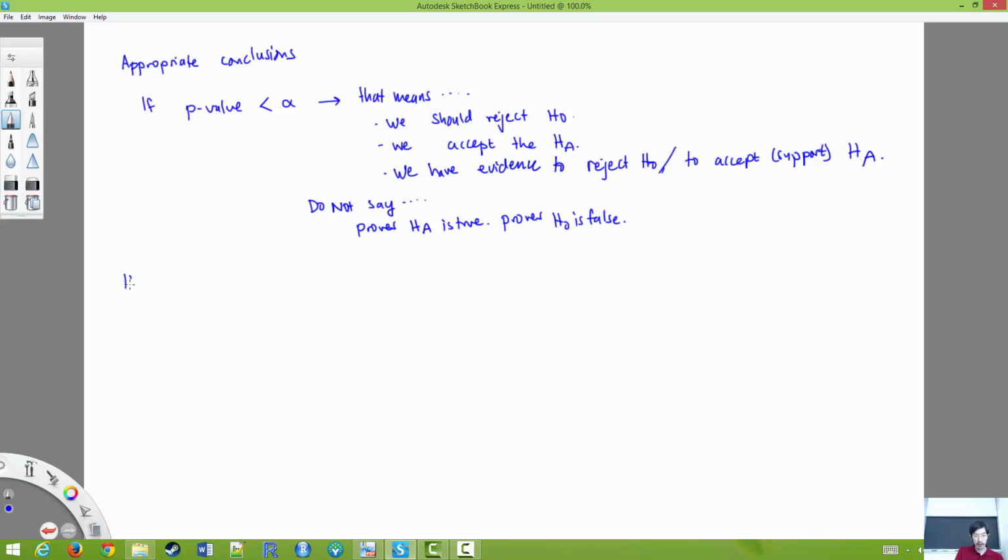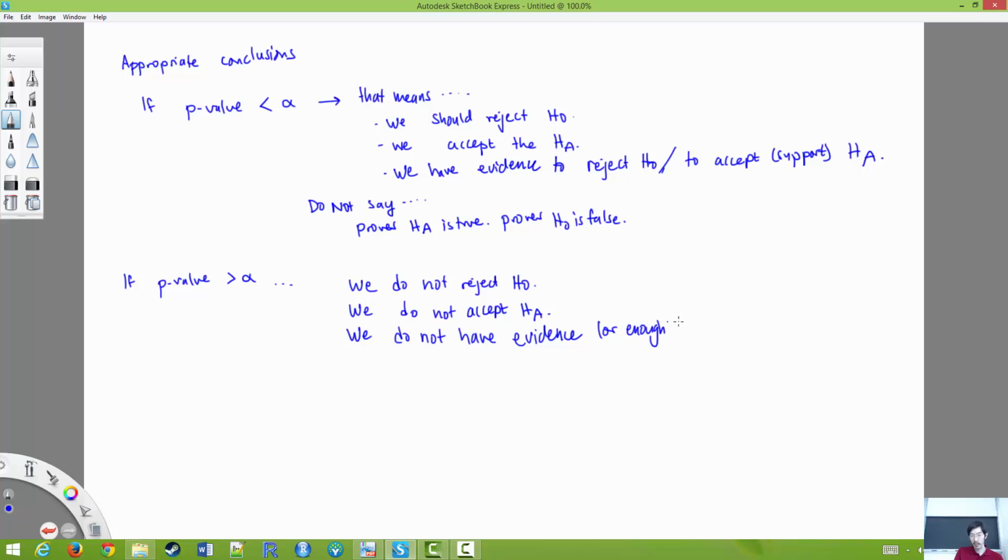On the other hand, if the p-value is greater than alpha, we do not reject the null. We do not accept the alternative. It just means we do not have enough evidence to reject the null or accept the alternative. And again, do not say we accept the null, and do not say we reject the alternative.